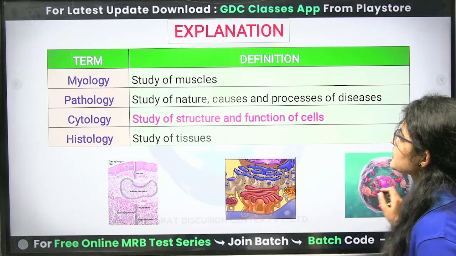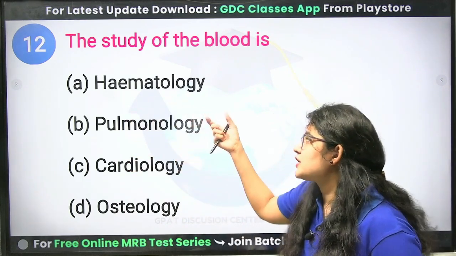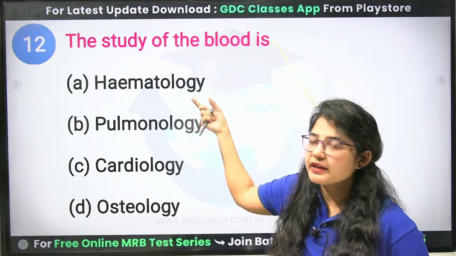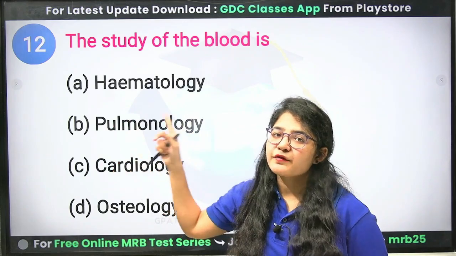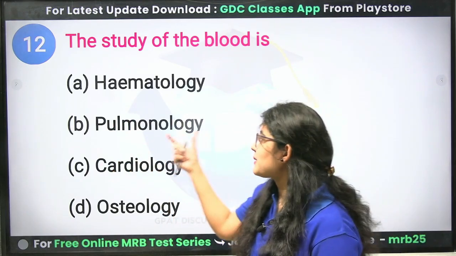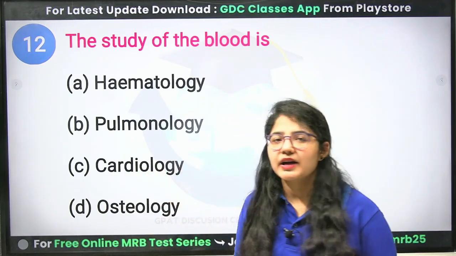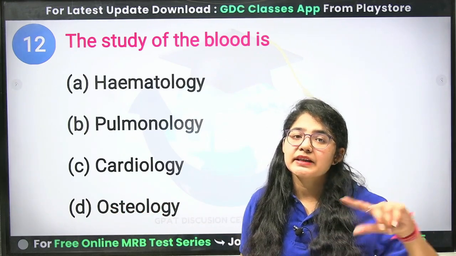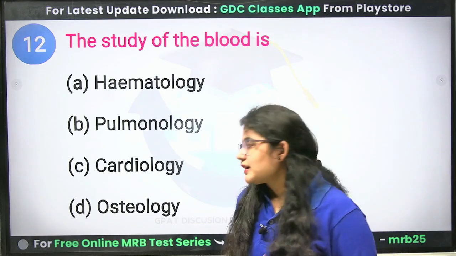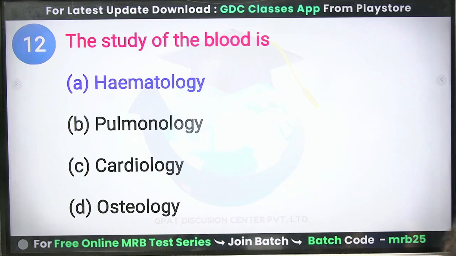Clear? Next question. The study of the blood is, okay, hematology. Hem means blood, logy means study, so study of blood is hematology. Pulmonology: pulmo is used for the lungs, so the study of lungs is pulmonology. Cardiology: cardio means heart, so the study of the heart is cardiology. Osteology: osteon is the basic cell from which other bone cells divide or generate, so the study of bones is osteology. So according to the question, the study of blood is hematology.